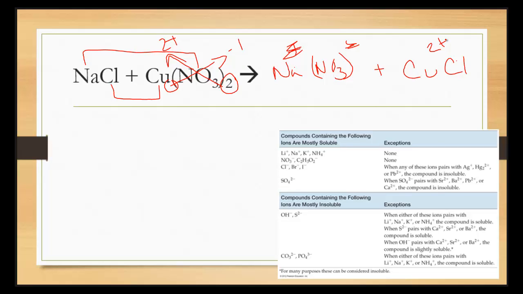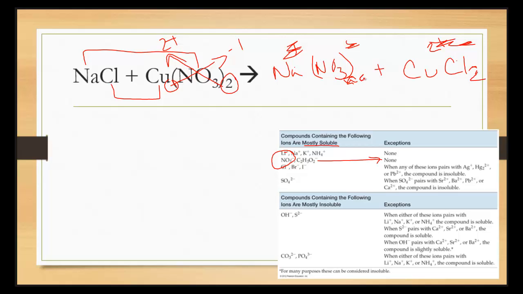Cl is a -1. Find that on the periodic table. Crisscross, and we have CuCl2. And that's where those little subscripts come from. Now we want to look at the solubility chart. Here's nitrate. It is soluble with no exceptions. So no matter what, it's going to be AQ.